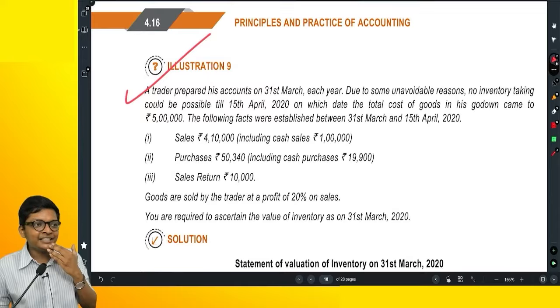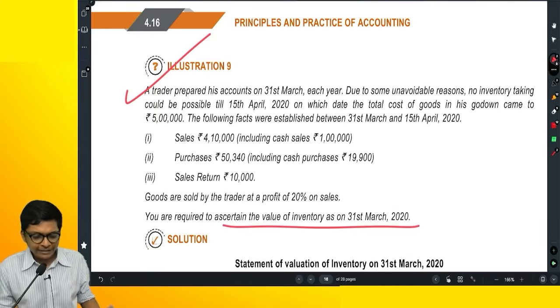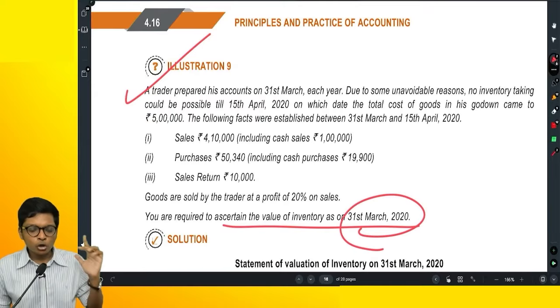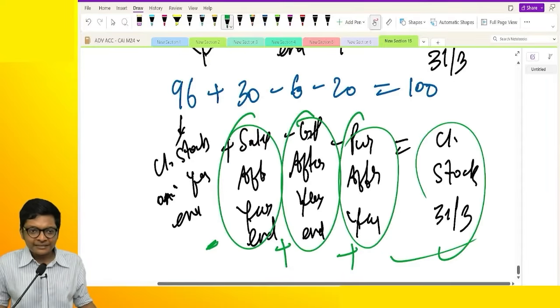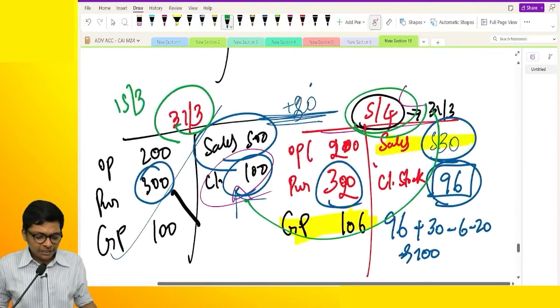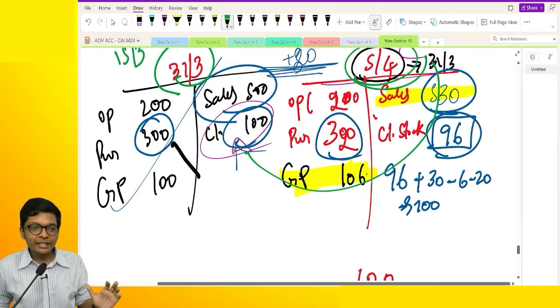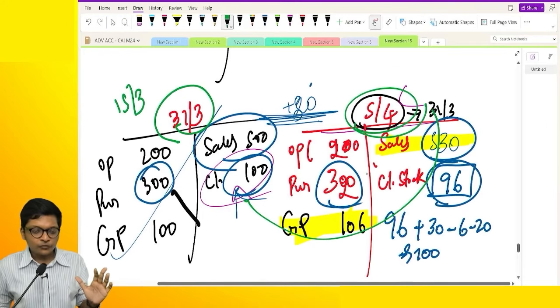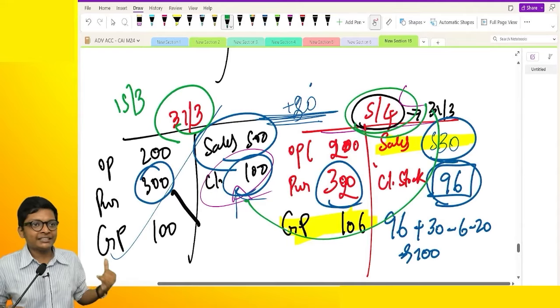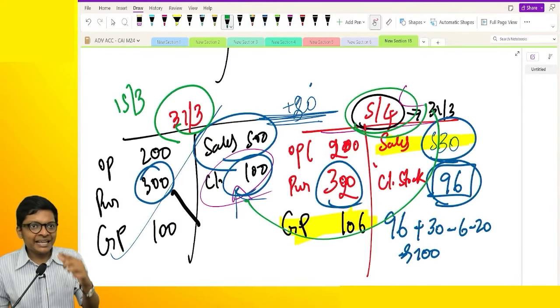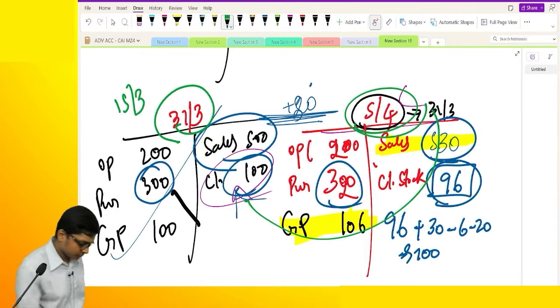What should I find in illustration 9? I don't have to read the question. Find the closing stock on 31st March. Go solve illustration 9, but I am keeping this screen for copying. I'll slowly scroll down. Once those who finish copying, proceed to illustration 9. If you understood the logic, the answer should come in 9 seconds.